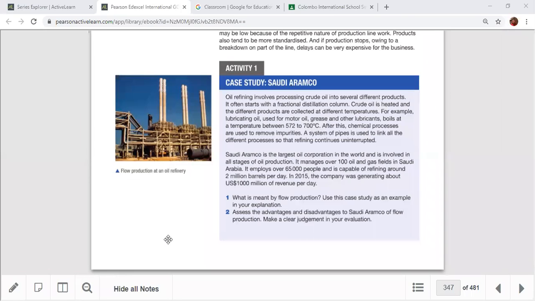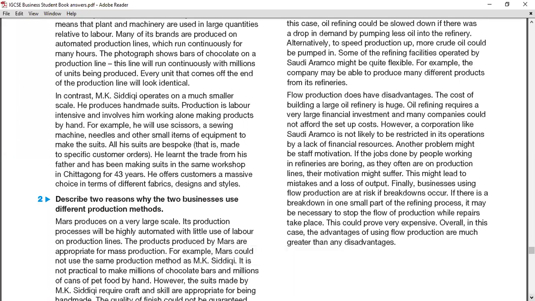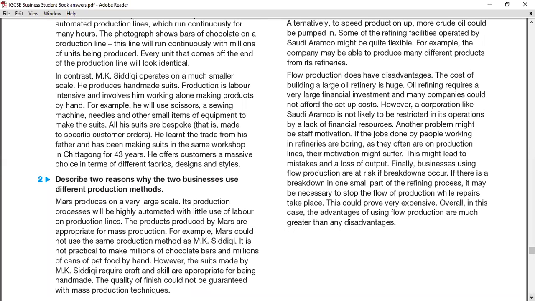So you can see, guys, mainly for Saudi Aramco, two advantages: flexibility is very high and costs can be reduced on a very high scale. What are the main disadvantages again? The cost of building a refinery is very high, a high cost to set up. But they say at the end that Saudi Aramco can manage it. Corporations like Saudi Aramco may not be restricted in their operations by a lack of financial resources.